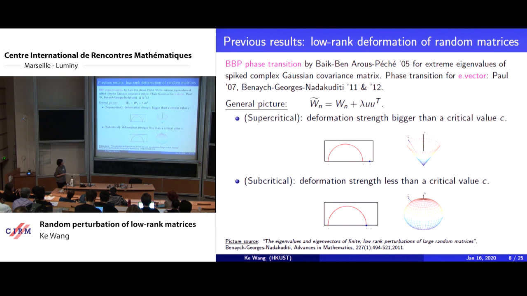And there is also a subcritical regime. When lambda is less than one, basically this Wigner matrix will dominate. So the largest eigenvalue of W_n(theta) will stick to the right edge of the support of the semicircle law, follow the Tracy-Widom distribution, and become indistinguishable from the largest eigenvalue of W_n. And the eigenvector corresponding to the largest eigenvalue has similar behavior to that of W_n. It's like a uniform vector on the unit sphere and it has no bias to any particular direction. In particular, it's asymptotically perpendicular to u.